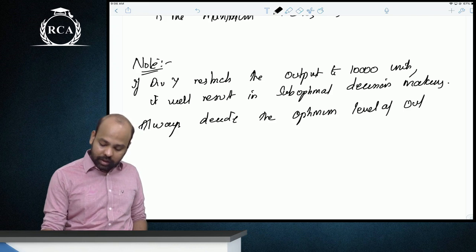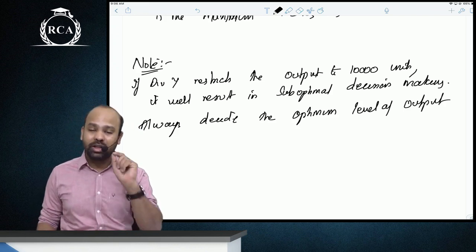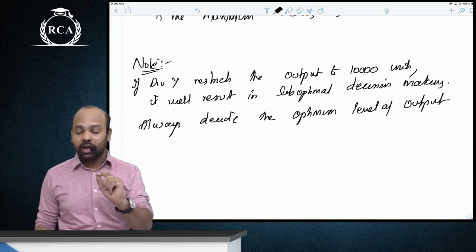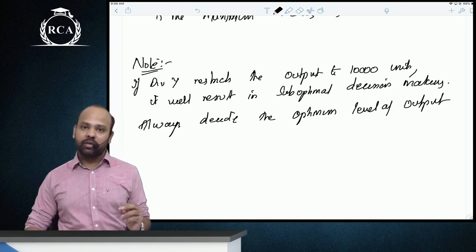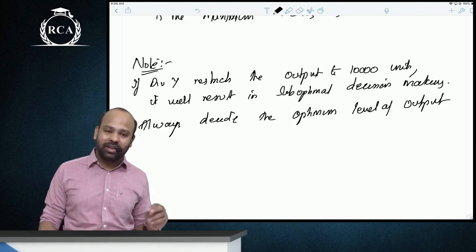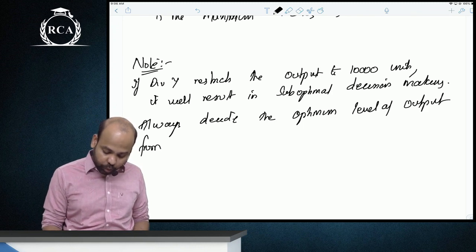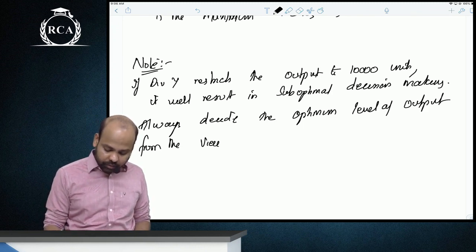Ultimately, you cannot do better than this. Do not forget goal congruence. The whole concept is to ensure that the profitability of the divisions as such, guys, is not given priority. The divisional goals should be aligned with the organizational goals. So always decide the optimum level of output from the viewpoint of the company, guys.